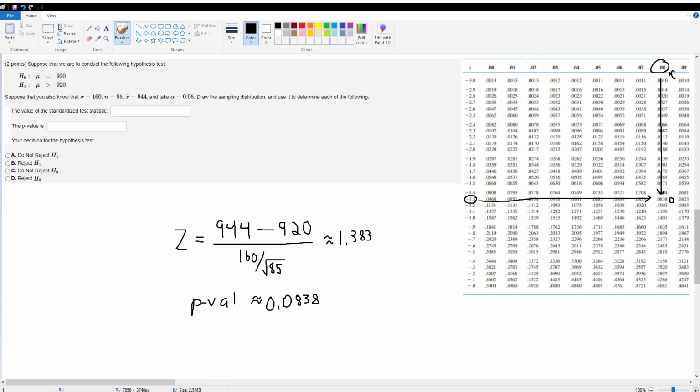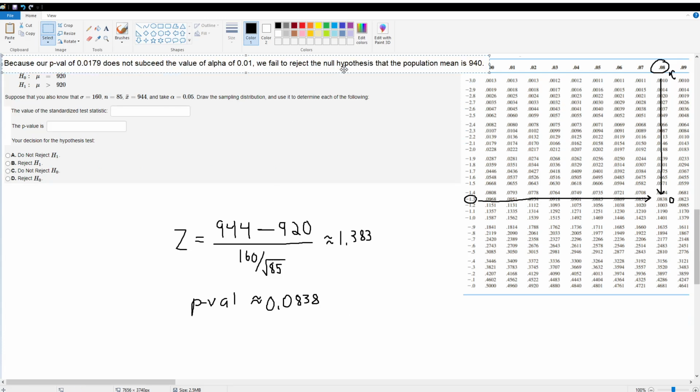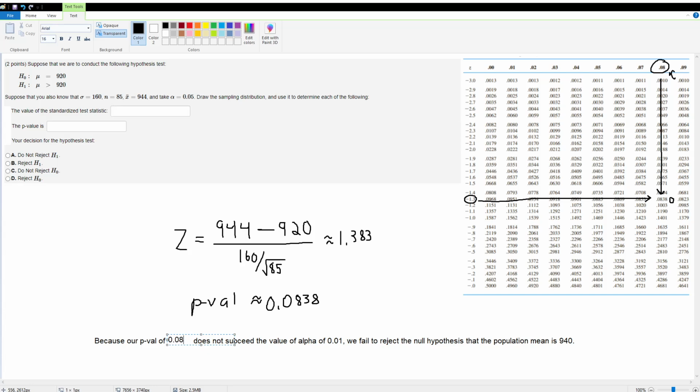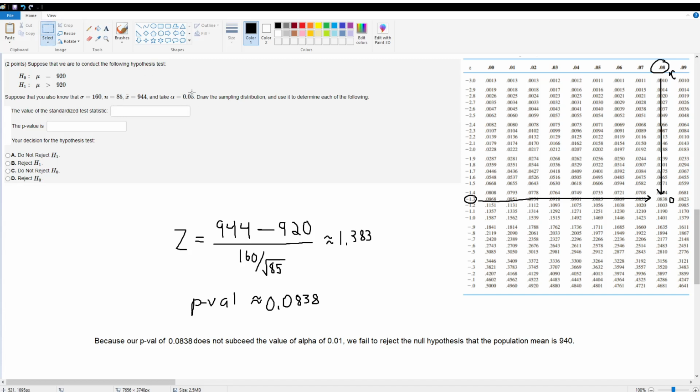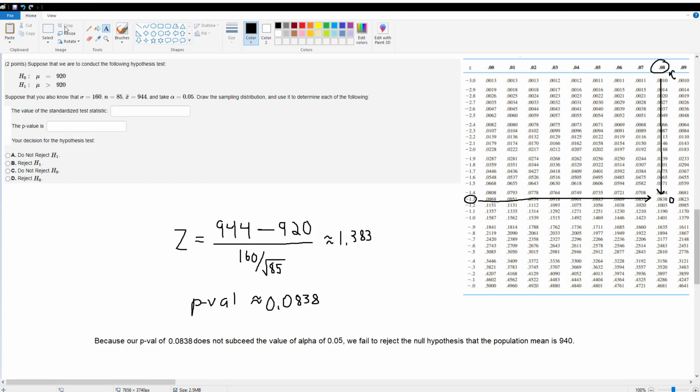In any event, to continue on with our conclusion, it's going to be the same as before, but with different numbers. So to copy and paste it and bring it down, this time around, instead of having a p-value of 0.0179, we're instead going to have a p-value of 0.0838. And once again, we're going to compare that to our value of alpha. This time around, as you can see here, it's 0.05, so it's only one number we have to change there. And finally, we are failing to reject it, that this time around it's 920. So it would be a 2 there.